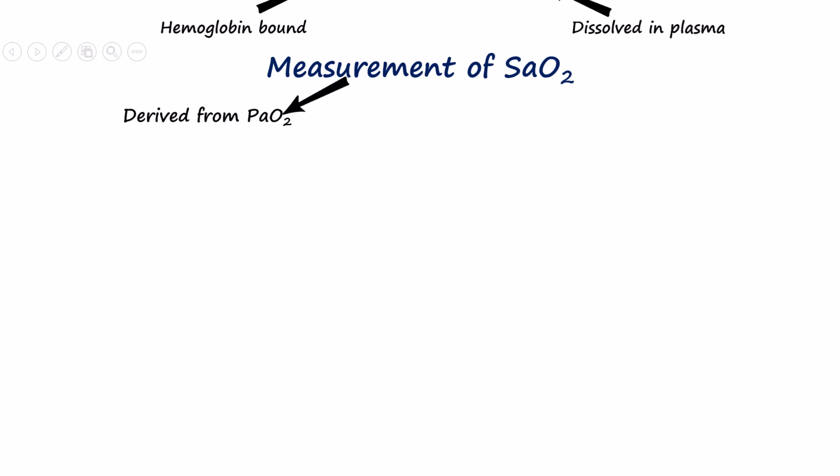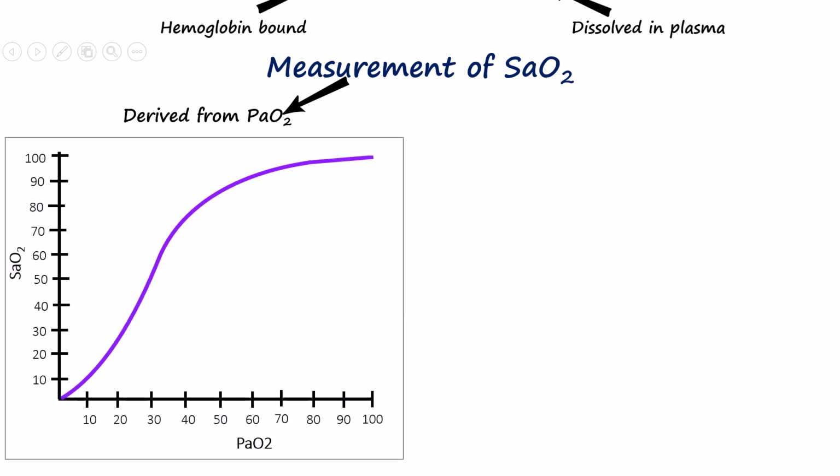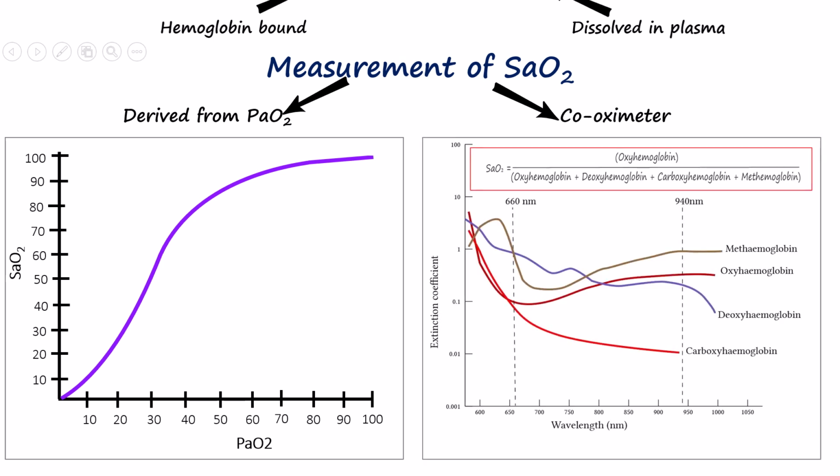Most ABG machines estimate SaO2 using the PaO2 value, which is actually the partial pressure generated by dissolved oxygen. Their relationship is described by the oxygen-hemoglobin dissociation curve. However, some advanced ABG machines do have a built-in co-oximeter. Co-oximeters use multiple wavelengths of light to directly measure oxyhemoglobin, deoxyhemoglobin, carboxyhemoglobin and methemoglobin. This gives a true SaO2, not just an estimate. We won't go in depth about this method of measuring SaO2 here.